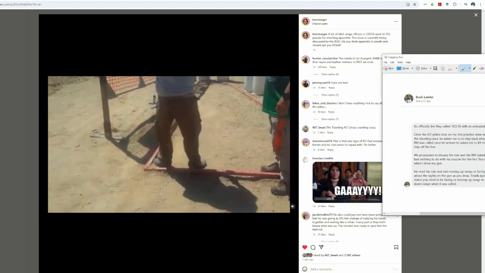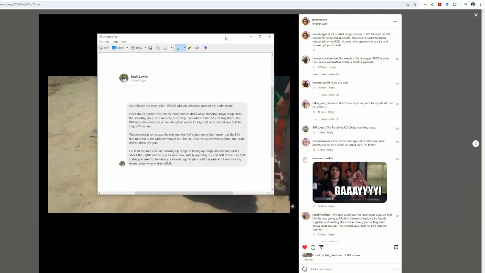10.5.16. And I have it straight from Buck Lawler himself. He messaged me, he said, officially they called 10.5.16 with an unloaded gun during his make ready. Once the RO yelled stop on his second practice draw while stepping downrange into the shooting area, he asked him to step back and stay there. The RM was called. Once he arrived, he asked me to lift his shirt, so he did and was told to step off the line.